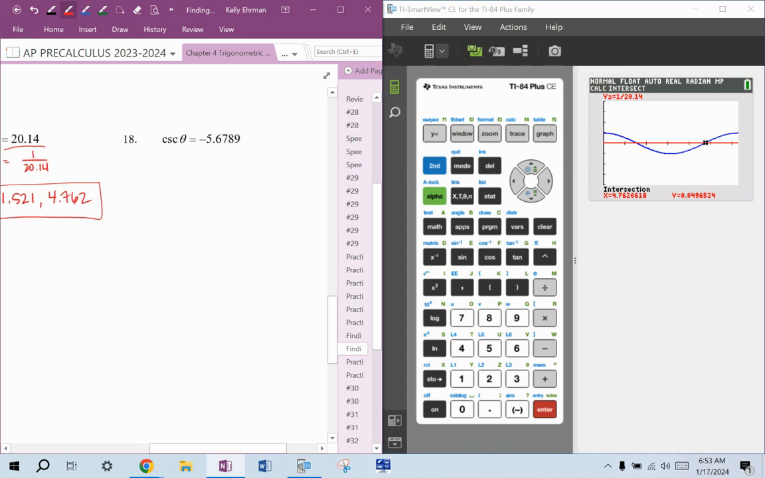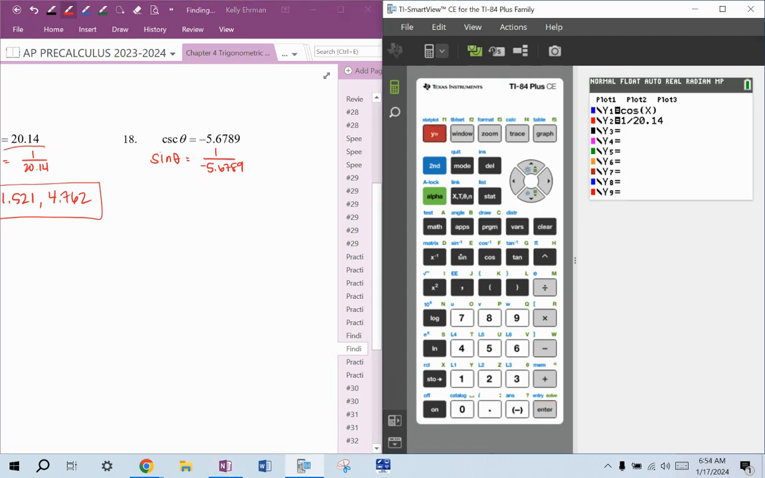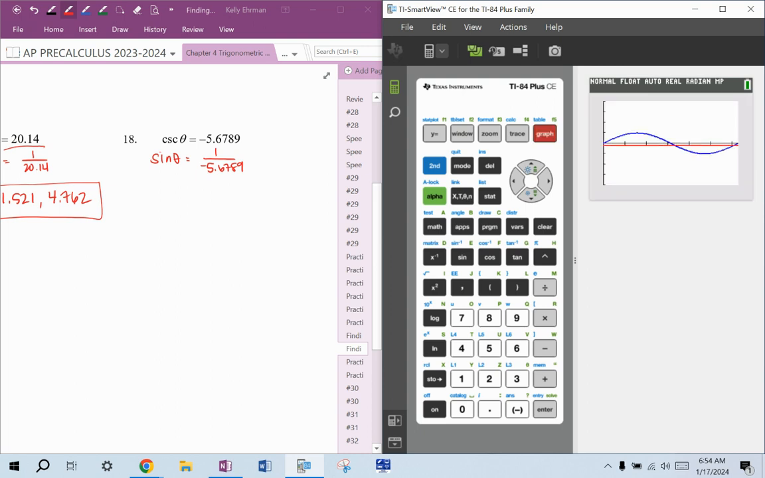All right, last one. Cosecant goes with sine, so sine theta is equal to 1 over negative 5.6789. One over negative 5.6789. You can tell I was sick of making decimals. So then just press graph. And yeah, 1, 2 intersection points.